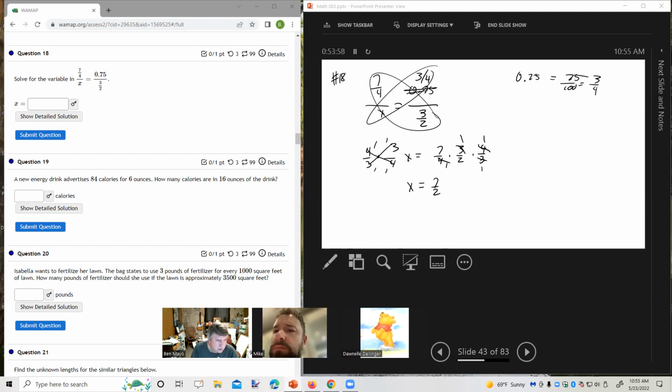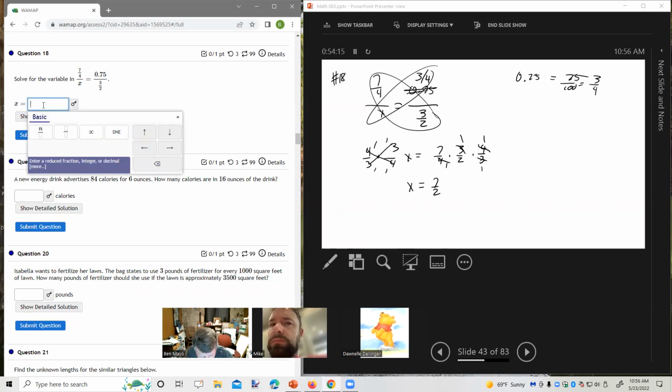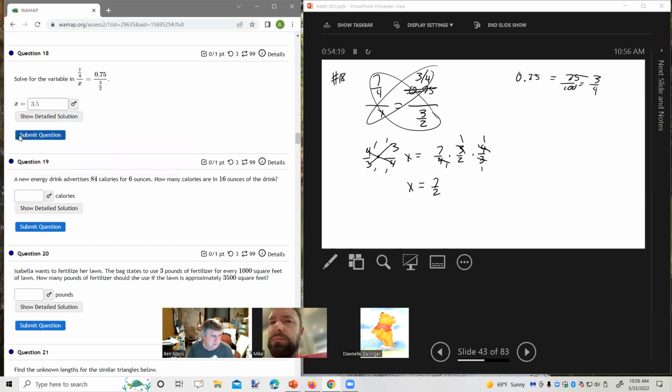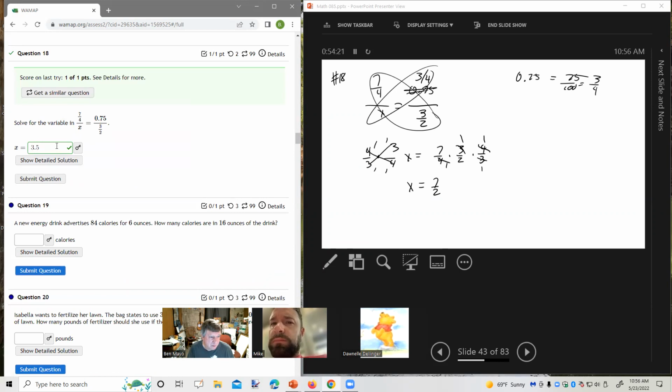Should I write it as an improper fraction or a mixed number or a decimal? Well, I have improper fractions and I have decimals. I think I would go with 7/2. Let's see what they've got. They have 7/2, but if I put 3.5 in there, which is a decimal, that should also be correct. Let's see what it says. Yeah, so either way. Because the directions didn't specify.